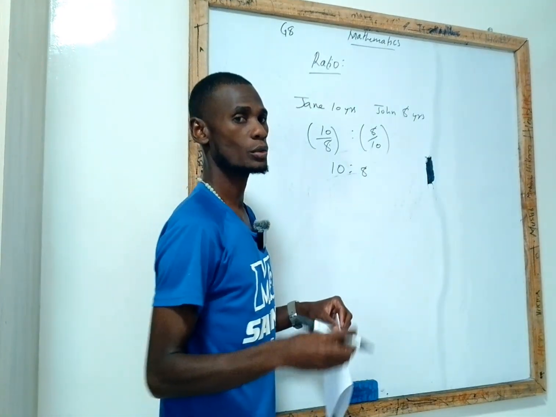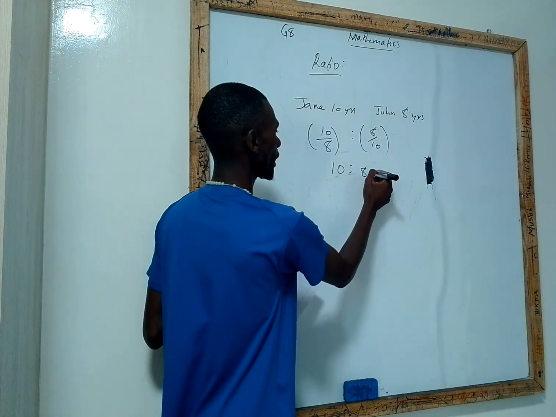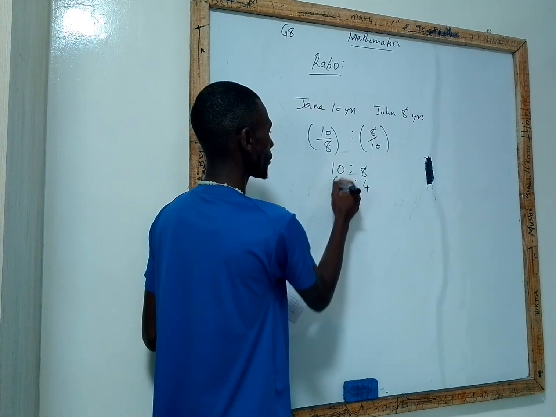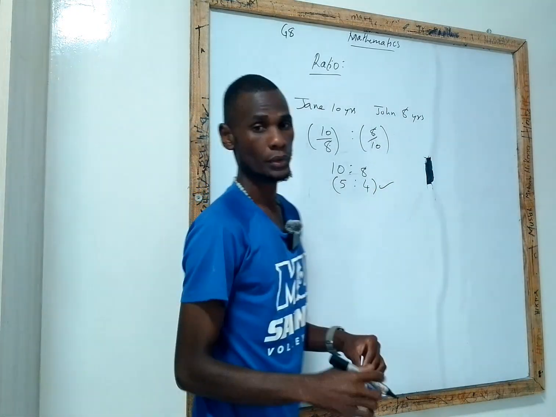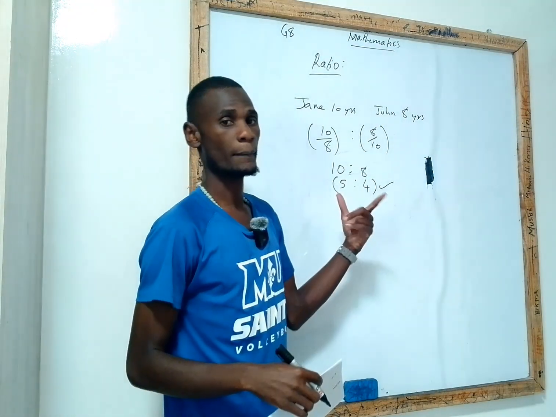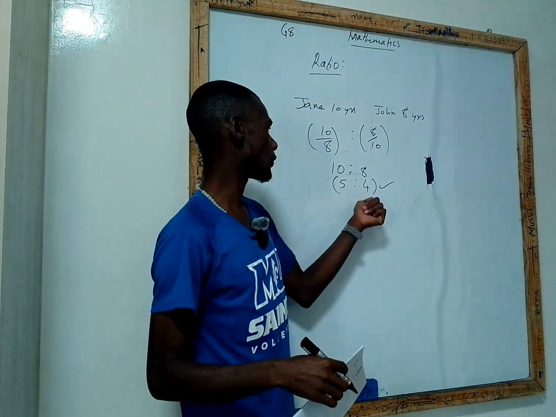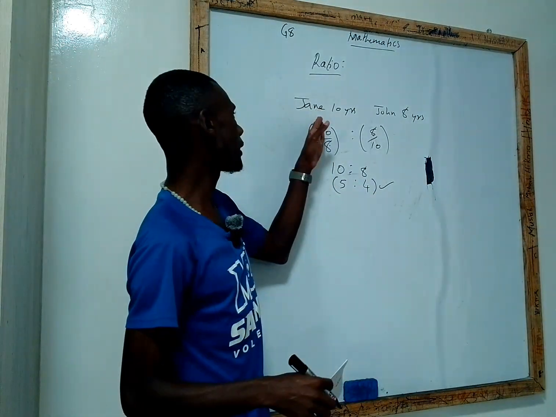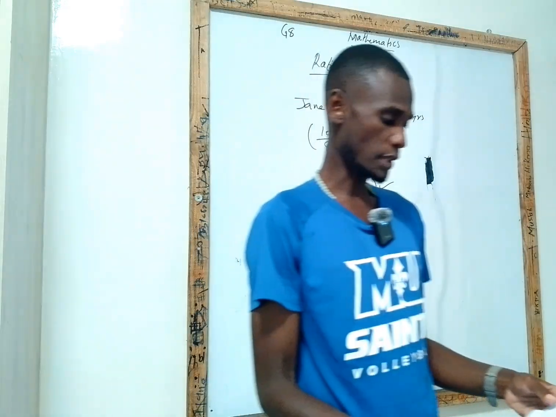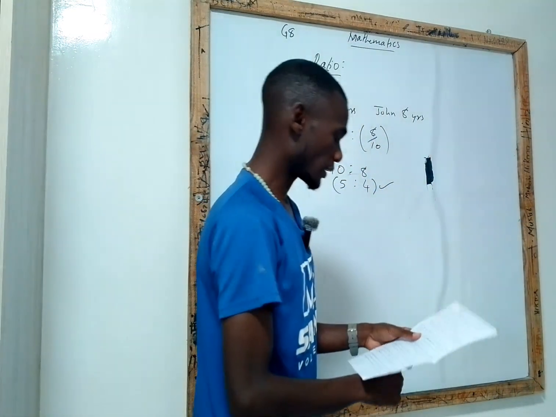So you simplify it. You look for a number that can divide both sides. So for example, 2 can divide this 4 times, and 2 can divide this 5. So this is the best answer for that. So when you are told to express their ages in ratio form, then it is ratio 5 to 4. That is Jane's age to John's age. That is expressing ratios.